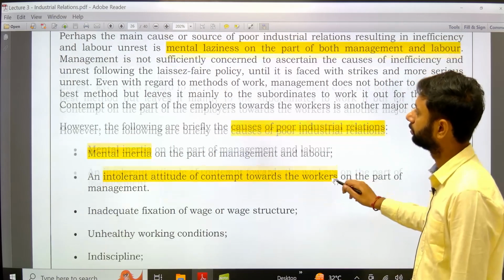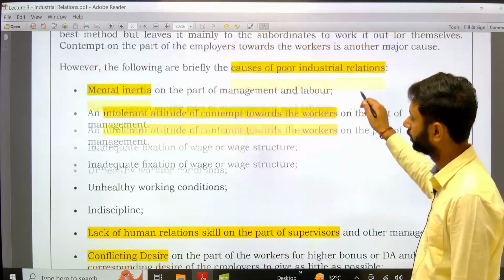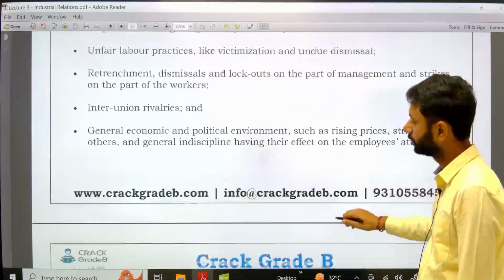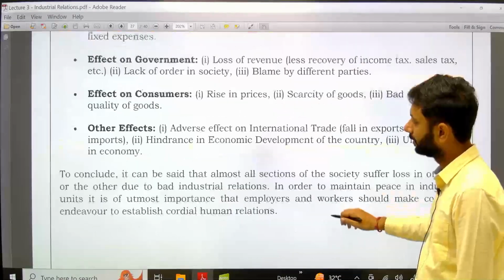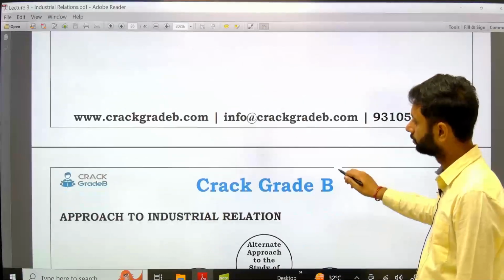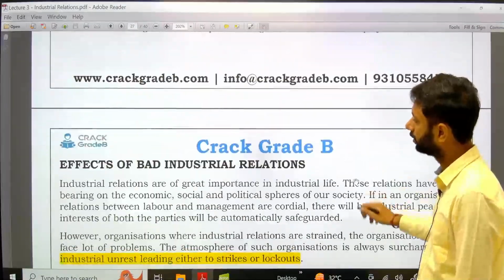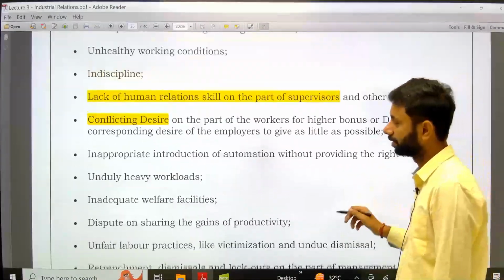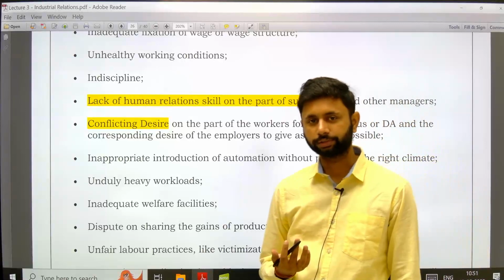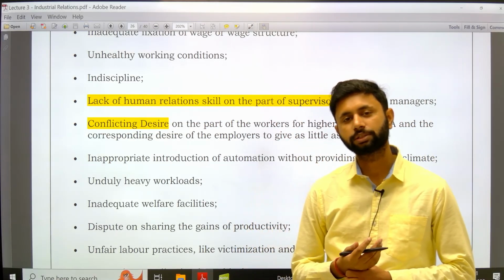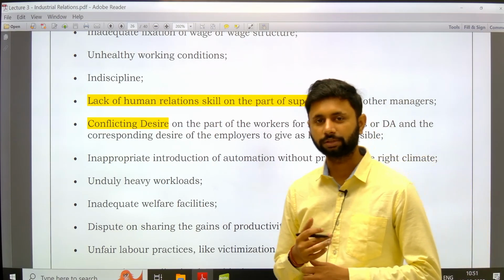Now we'll finish the causes and effects of poor industrial relations, the demerits of bad industrial relations. Okay, we'll just finish this off, and then in the next class we'll complete approaches to study industrial relations, and then we'll talk about various different perspectives also. Okay.